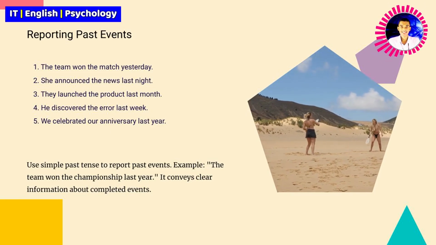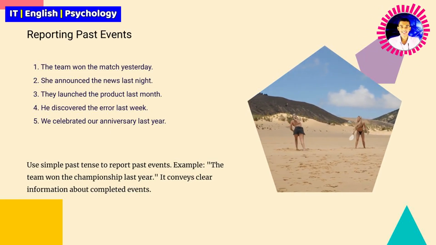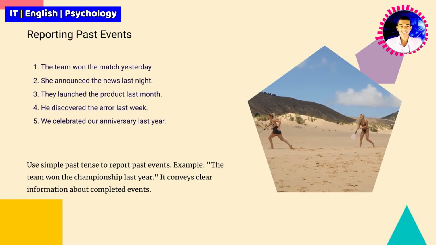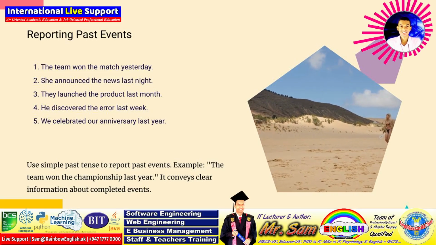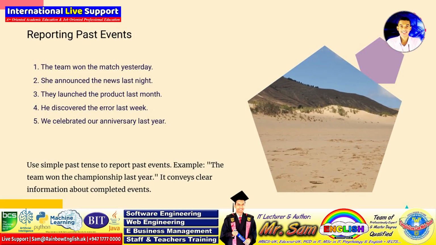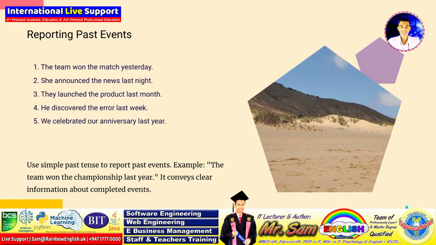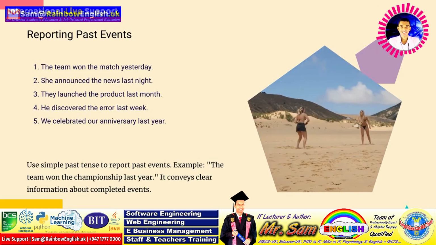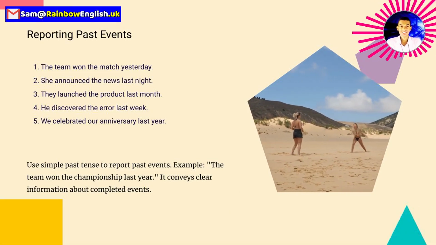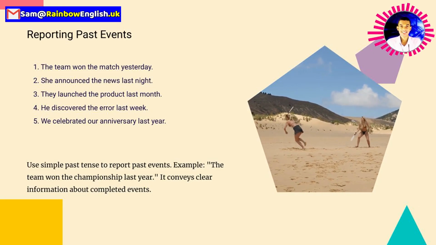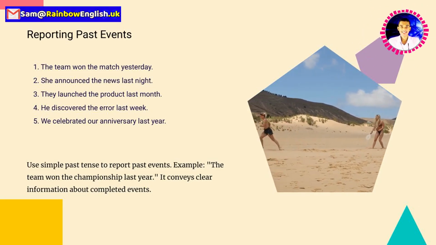Let's see some examples of how to use the simple past tense to report events. Sample sentences. The team won the match yesterday. She announced the news last night. They launched the product last month. He discovered the error last week. We celebrated our anniversary last year.